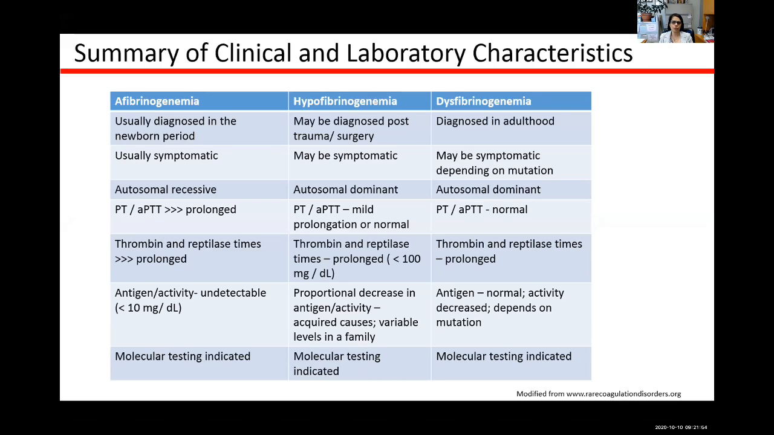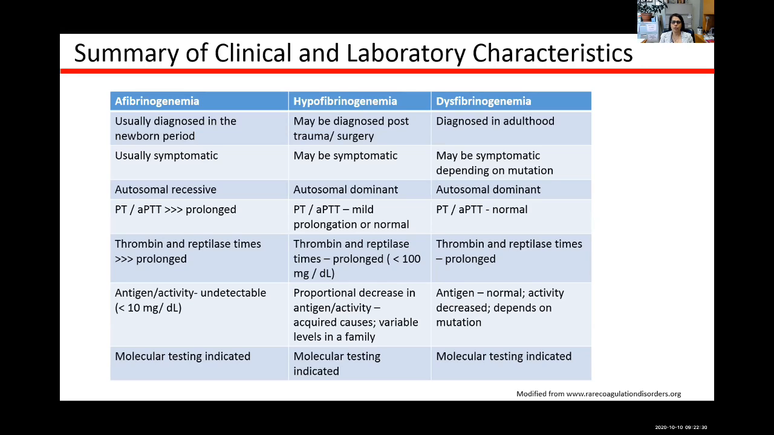Hypofibrinogenemia and dysfibrinogenemia are autosomal dominant, where usually one parent has a mutation and there's a 50% chance of transmitting this to the progeny. The screening tests, PT and APTT, and the thrombin and reptilase times are infinitely prolonged in an individual with afibrinogenemia. With hypofibrinogenemia, it depends upon the level of the fibrinogen, and the PT and PTT may be mildly prolonged or even maybe normal. And the thrombin and reptilase times are usually prolonged when the fibrinogen levels are less than 100.